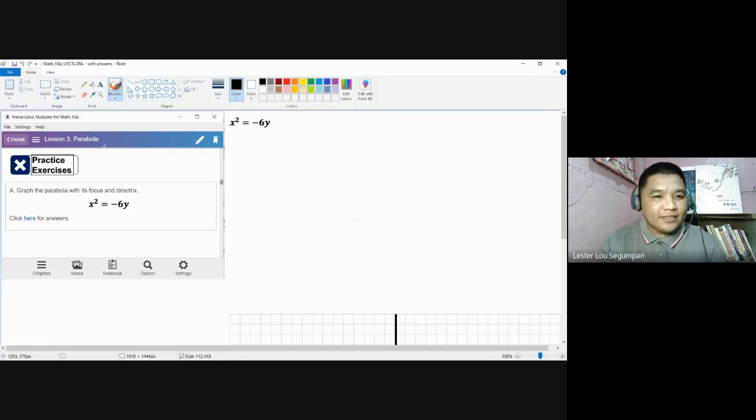Let's try to graph this. We have here this equation in its standard form. X squared is equal to negative 6y.